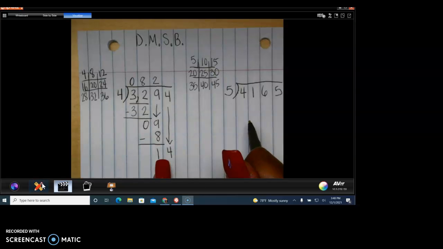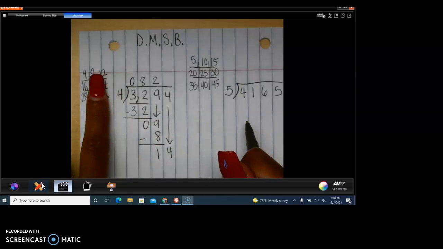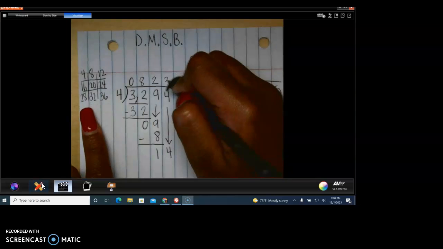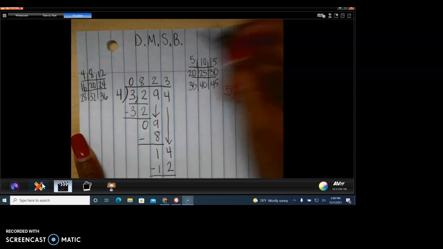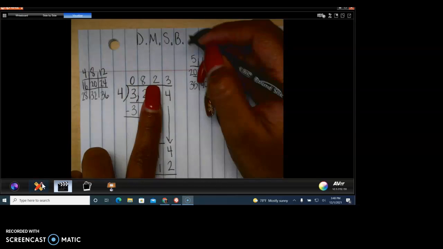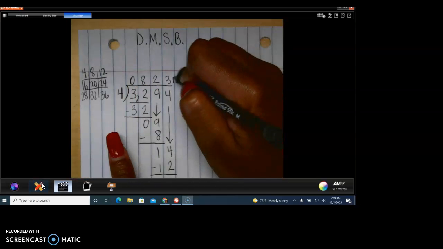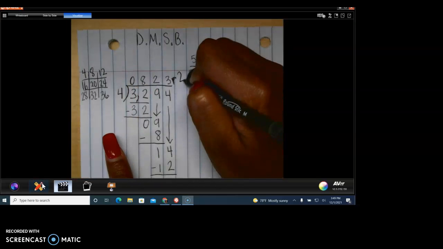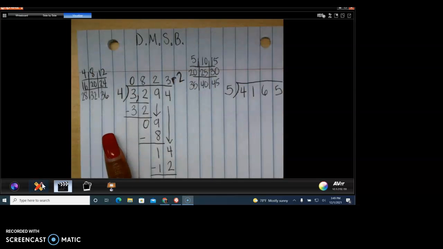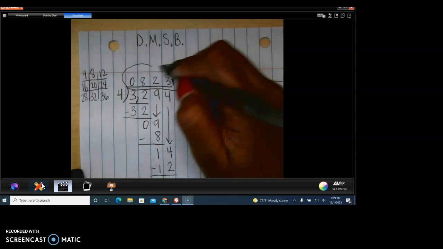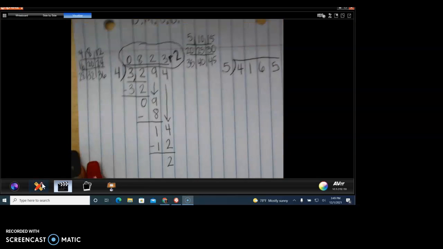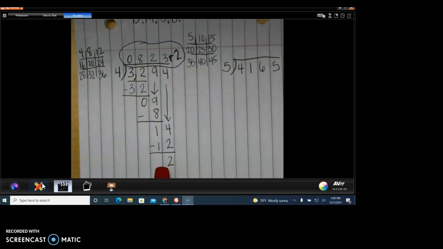4 can go into 14. I can make up to 3 groups without going over. 4 times 3 would give me 12. I subtract and I'm left with 2. So my answer is 823, and don't forget to put your remainder up here at the top. Remainder 2. Okay, so right now this is my answer. Oops, maybe you didn't see that part, sorry.